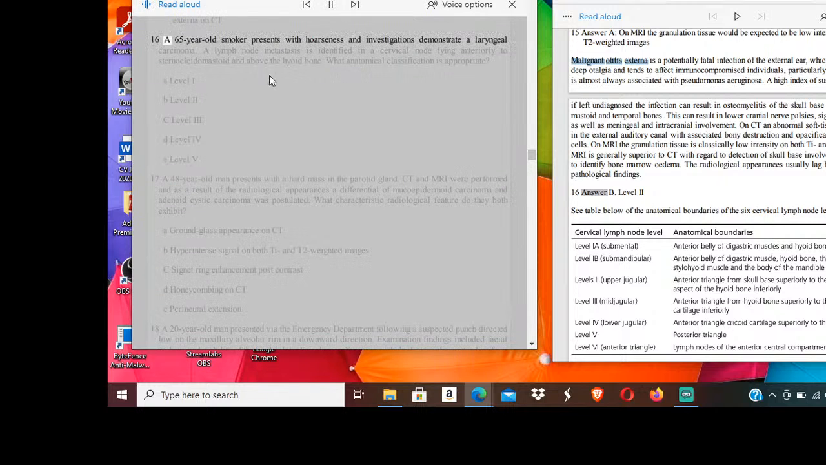16. A 65 year old smoker presents with hoarseness, and investigations demonstrate a laryngeal carcinoma. A lymph node metastasis is identified in a cervical node lying anteriorly to sternocleidomastoid and above the hyoid bone. What anatomical classification is appropriate? A, level 1B; B, level 2; C, level 3; D, level 4; E, level 5.